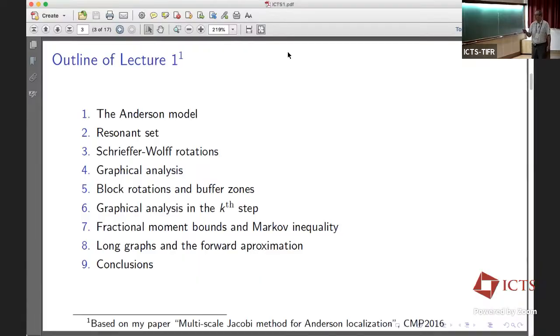Okay, so here's the outline. We're going to introduce the Anderson model, talk about the resonance set, Schrieffer-Wolff rotations, as I mentioned earlier, graphical analysis, and so on. We'll get to those.